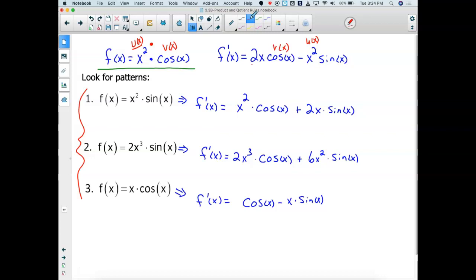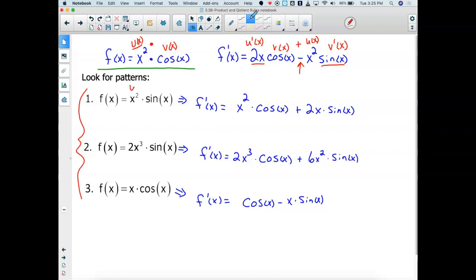Well, what is this 2x here? It kind of looks like it's the derivative of my u function. And what is this sine x? Well, the derivative of cosine would actually be negative sine. So this looks like the derivative, but the negative comes with it, where if I took the derivative of u of x times v of x, it's u prime of x times v of x plus u of x times v prime of x. Does that same thing hold true here?